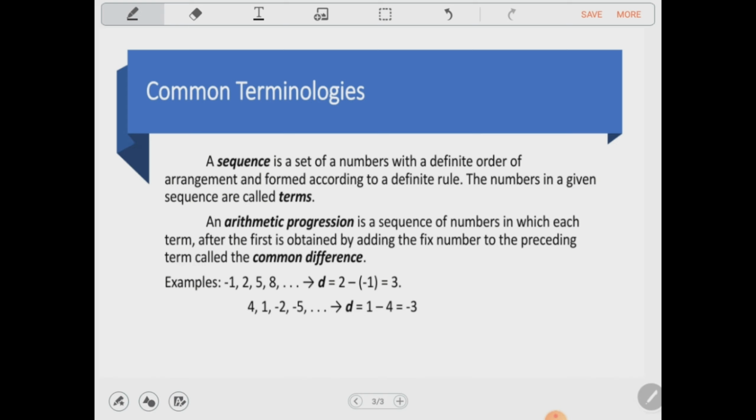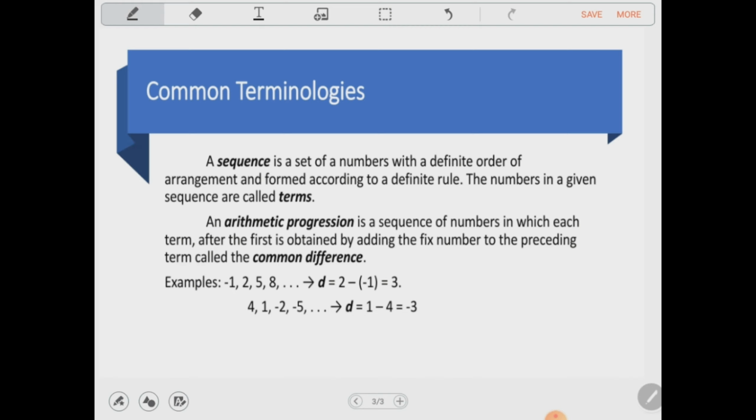The numbers in a given sequence are called terms. So each number in a sequence, we call it a term. An arithmetic progression is a sequence of numbers in which each term after the first term is obtained by adding a fixed number to the preceding term, called the common difference.